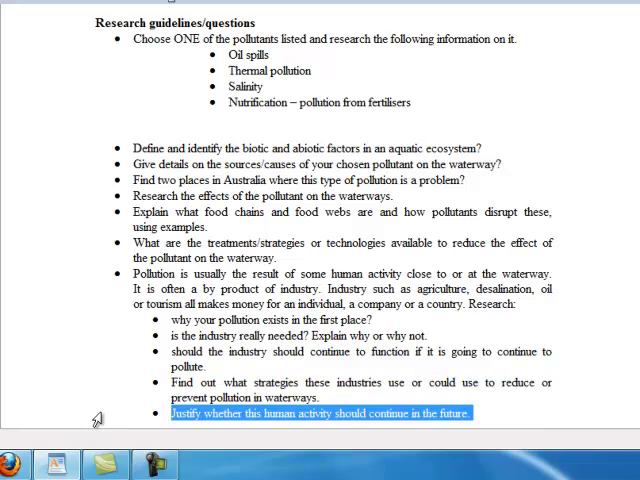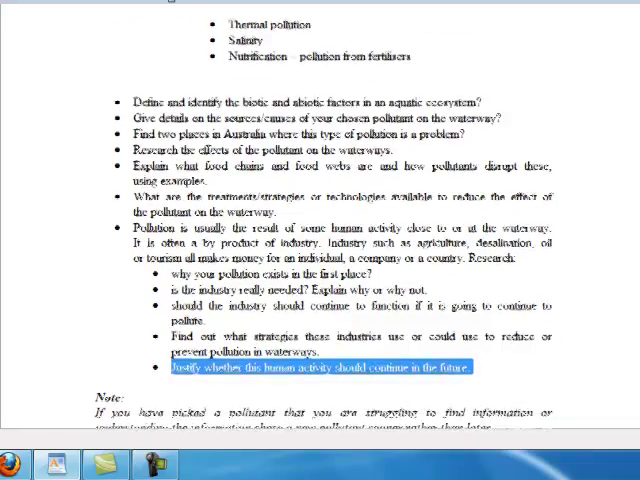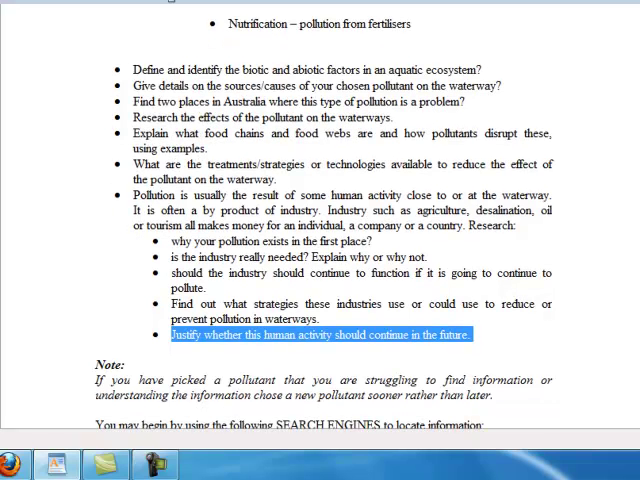Justify whether this human activity should continue in the future. Should we continue to have tourists come to our beaches? Well, if you say yes, then you need to justify it, which means give reasons for, and if you say no, then you need to justify that, which means to give reasons against.